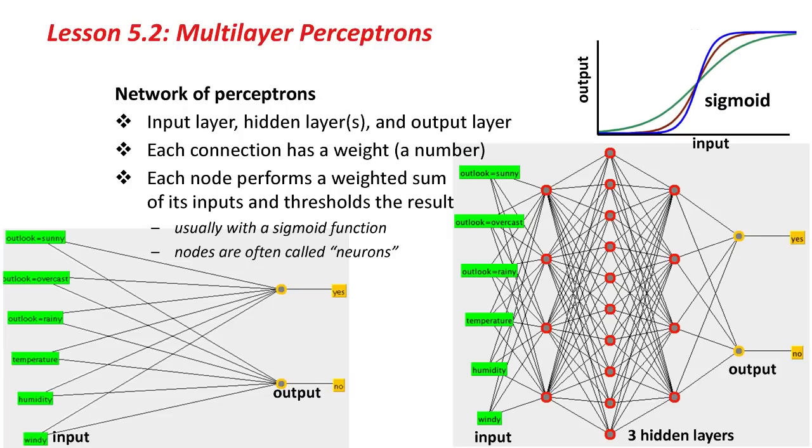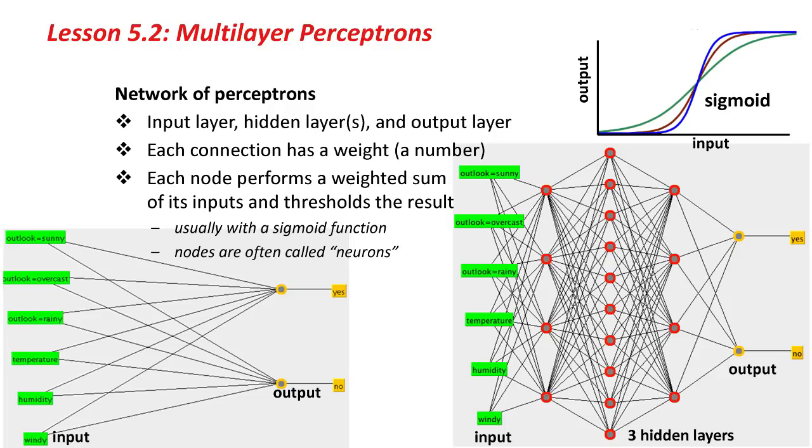So if we just look at the picture on the lower left, the green nodes are input nodes. And this is actually for the numeric weather data. And although you probably can't read the labels, the top one is outlook equals sunny, underneath is outlook equals overcast, then outlook equals rainy, and then we have temperature, humidity, and windy for the nodes. So this is the numeric weather data, so outlook is the only nominal variable, and that's been made into three binary variables, three binary attributes.